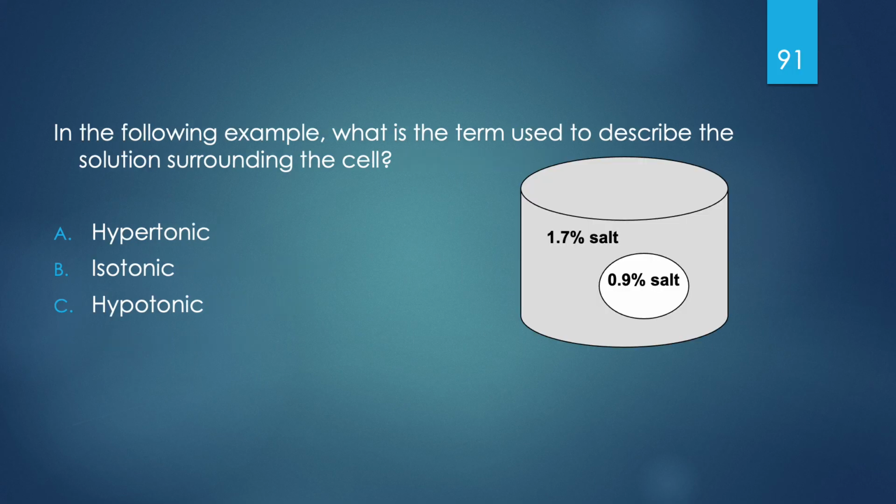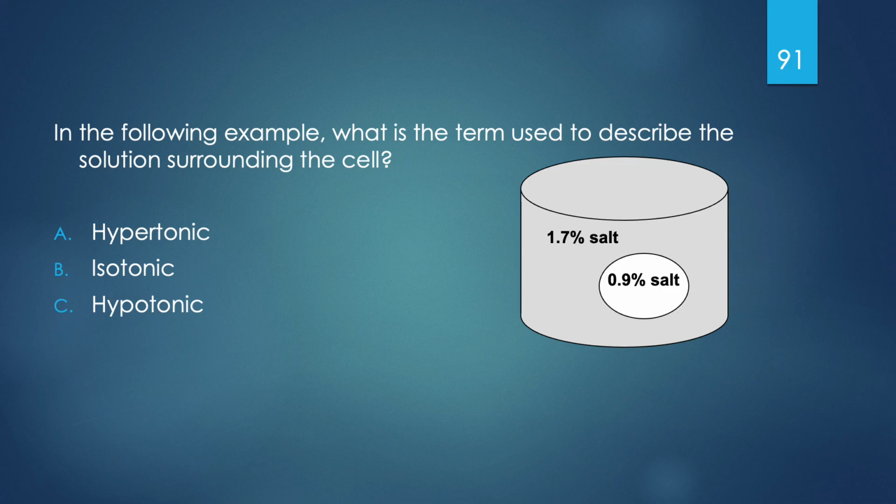Okay, here's one last question. In the following example, what is the term used to describe the solution surrounding the cell? So is it hypertonic, isotonic, or hypotonic? And in the example, we have a schematic showing you a cell that is 0.9% salt, and the solution is 1.7% salt. So right off the bat, we can rule out B, right?